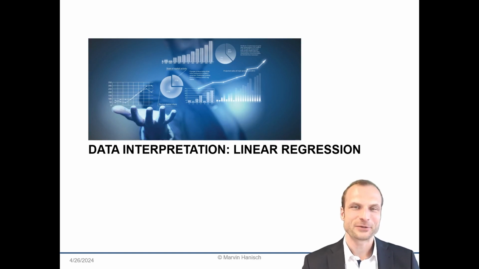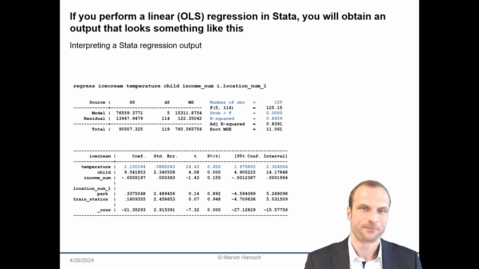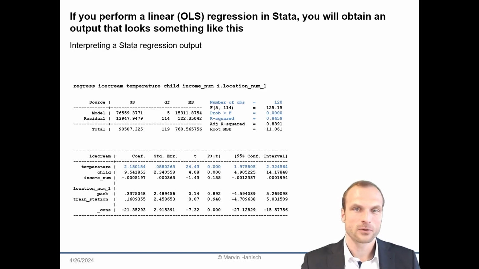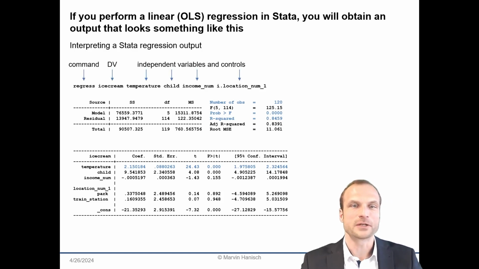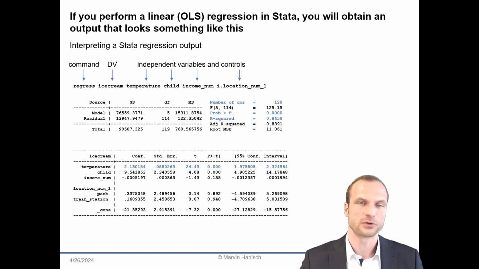This session is dedicated to understanding the regression output you receive after running a linear regression model in Stata. From our practical sessions, you may remember that you can implement a linear regression model, in this case an ordinary least squares regression, using the regress command. It includes our dependent variable, which in our case is the amount of ice cream consumed, along with a set of independent variables such as the temperature and whether our customer is a child, and our control variables like the income of our customers and the location of our ice cream parlor.